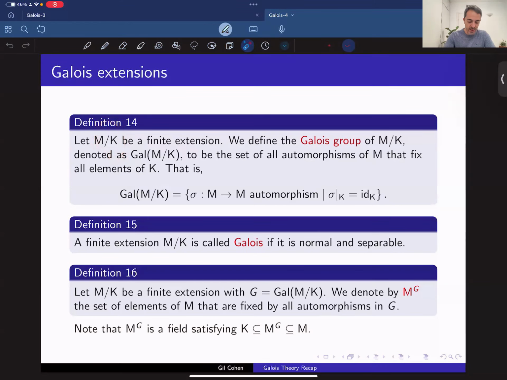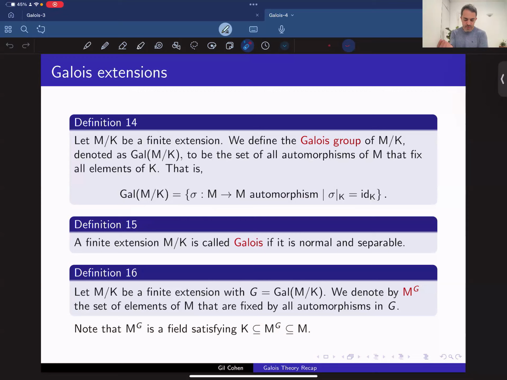So again, let M over K be a finite extension. We are going to associate with this extension a group that's called the Galois group, and it is denoted like that, Gal(M/K). And what are the objects here? These are all field automorphisms of M that fix all elements of K. So, as a set, these are all automorphisms from M to M that act as the identity on K. They fix each and every element in K.